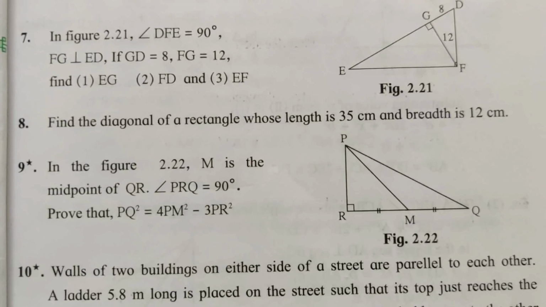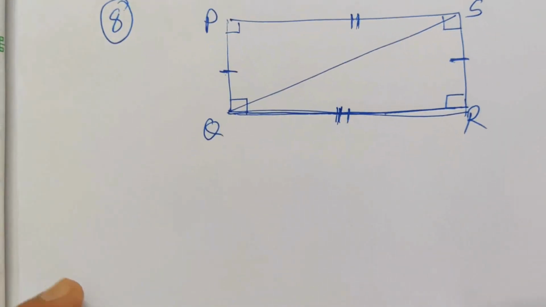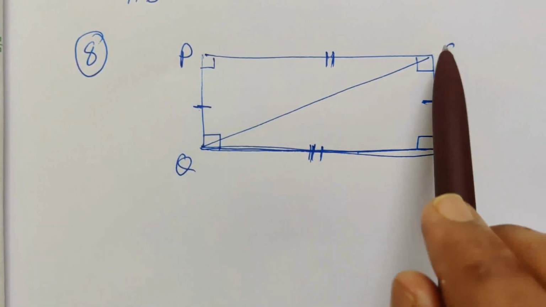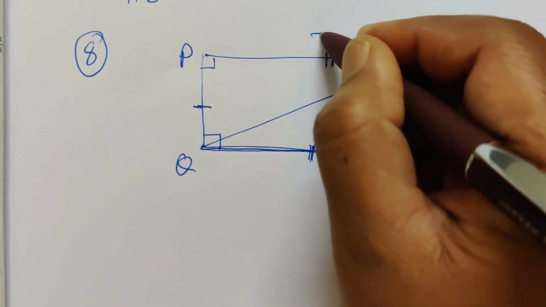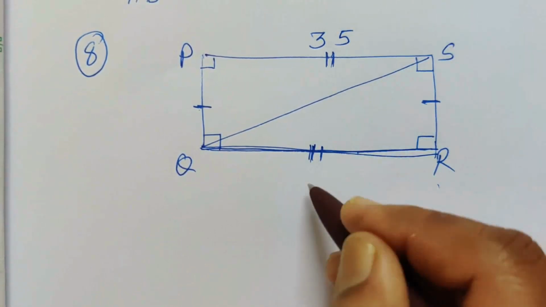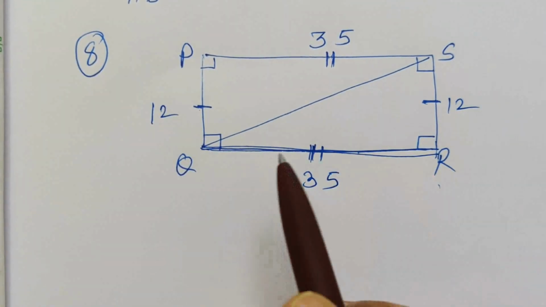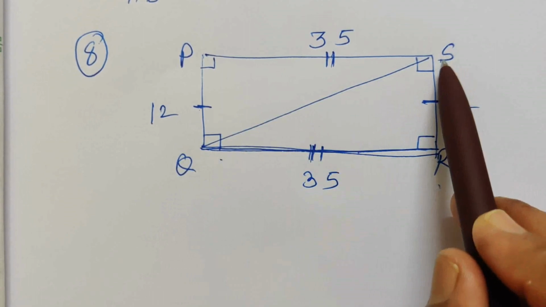In the 6th example we used the Pythagoras theorem. In the 8th example also you are going to use the Pythagoras theorem. I am not solving it, but I will help you with the diagram, so you can complete it in the classwork notebook. Try to do it. If you cannot, then I will solve it for you. See, this is a rectangle PQRS. The length is given 35 and the breadth is given 12. Asked you to find the diagonal, that is QS.